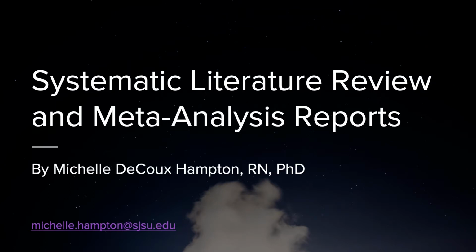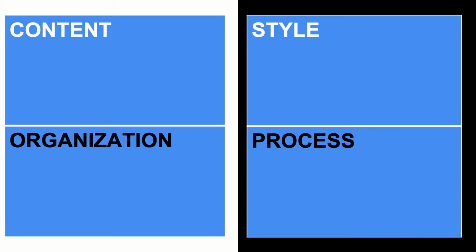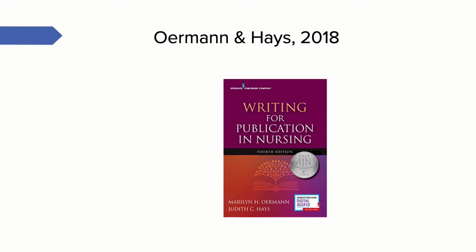This video is intended to accompany the Writing Center's Systematic Literature Review and Meta-Analysis Reports Genre Guide, so having that handy might be helpful as you watch this tutorial. The guide has four main sections: content, style, organization, and process. I'll discuss each as described in the genre guide and also refer to the accompanying example.